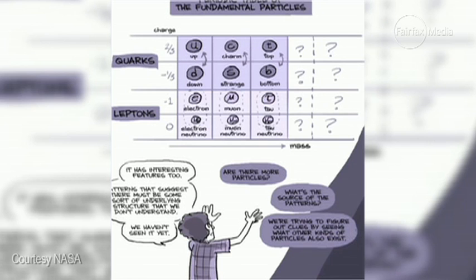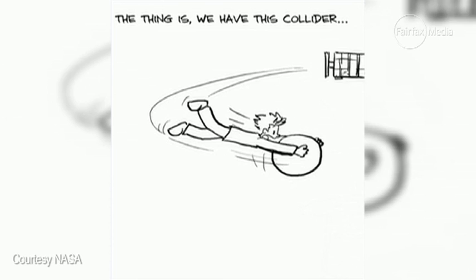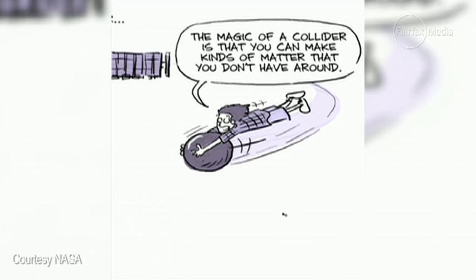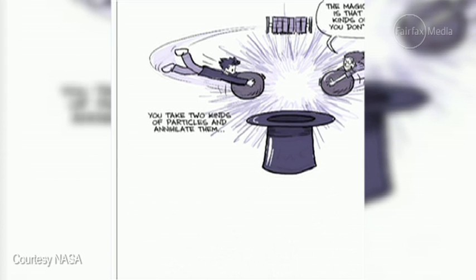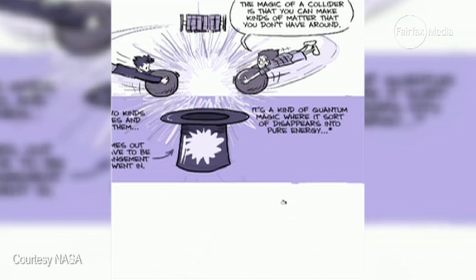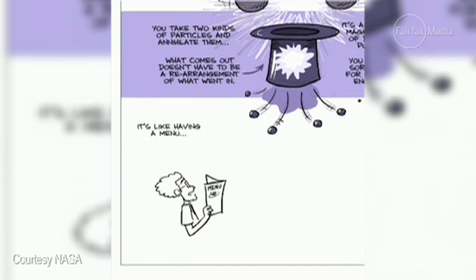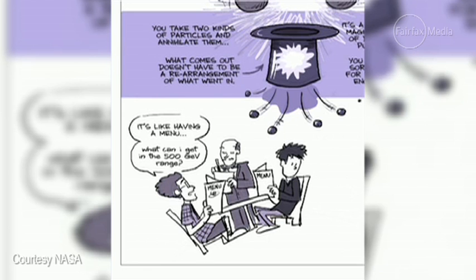The thing is, we have this collider. And the magic of a collider is you can make kinds of matter that you don't have around. You can take two kinds of particles and annihilate them. And what comes out doesn't have to be a rearrangement of what went in. It's this quantum magic where it disappears into pure energy. And then you can make any sort of particle for which you have enough energy. It's like you go to the restaurant, you have a menu, and you think, I have this much energy, so I can make anything that costs that much energy or less. So that's why you want to have as much energy as possible.